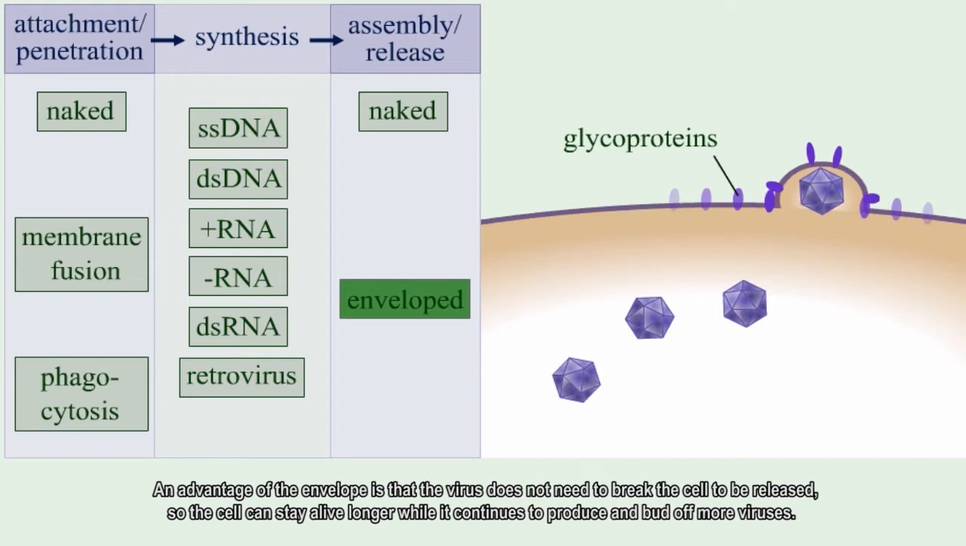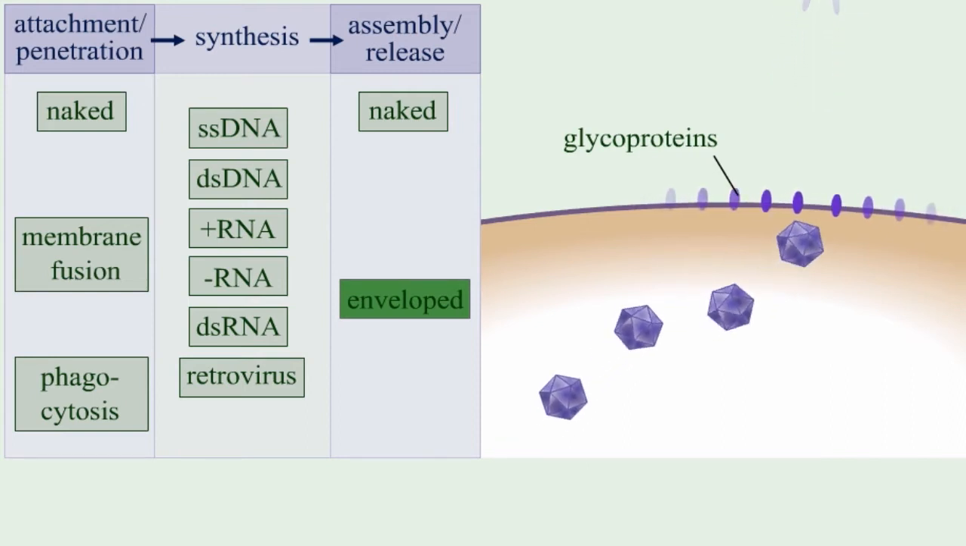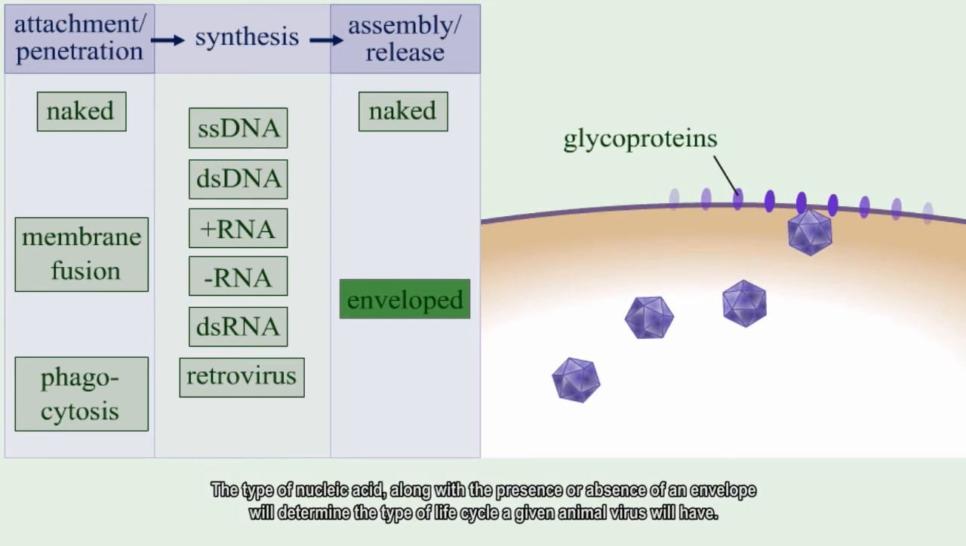An advantage of the envelope is that the virus does not need to break the cell to be released, so the cell can stay alive longer while it continues to produce and bud off more viruses. The type of nucleic acid, along with the presence or absence of an envelope, will determine the type of life cycle a given animal virus will have.